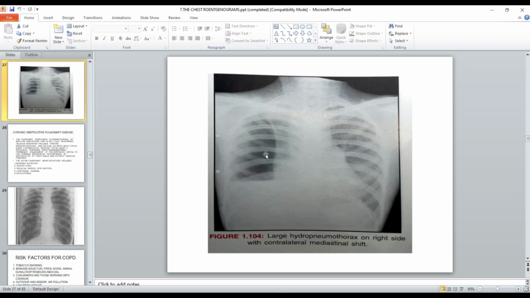Hydropneumothorax, that is air plus fluid. The fluid level is seen in the form of a straight line. This is air and this is the fluid with the fluid level. This is known as hydropneumothorax.